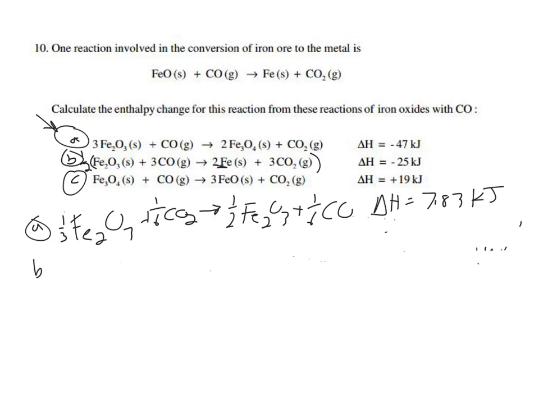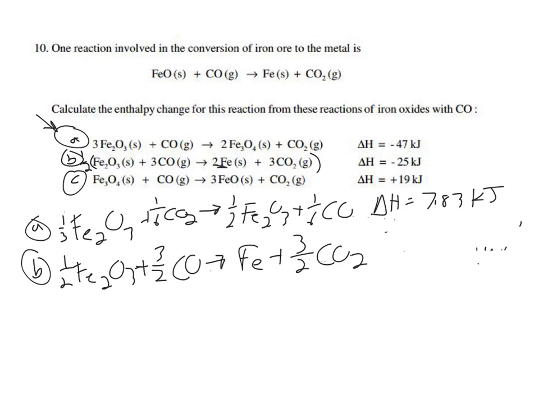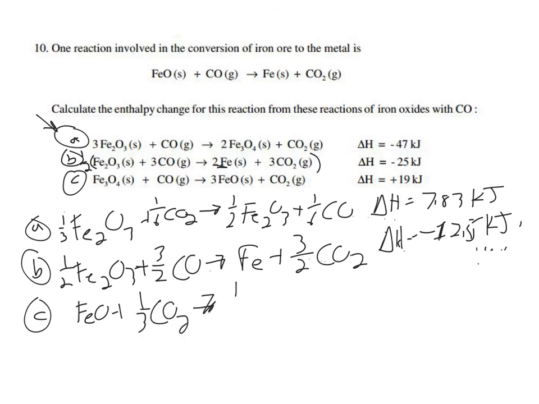That was A. B, I multiplied by 1/2. So I have 1/2 Fe2O3 plus 3/2 CO produces 1 Fe plus 3/2 CO2, and the enthalpy, because I multiplied by 1/2, is negative 12.5 kilojoules. And then reaction C, I multiplied by 1/3, so I have FeO plus 1/3 CO2 yields 1/3 Fe3O4 plus 1/3 CO, and the enthalpy is negative 6.33 kilojoules.